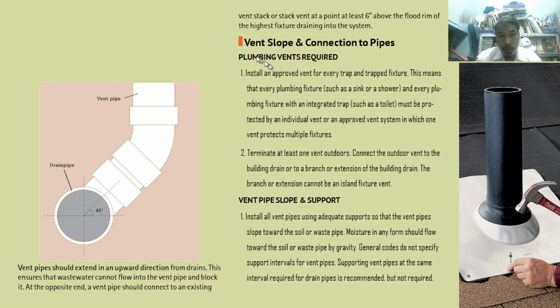So vent, slope, and connection to pipes, this is now our main concern, after discussing the purpose and objective of the P-trap, and how important it is for the vent to be there in order for the trap to function properly.